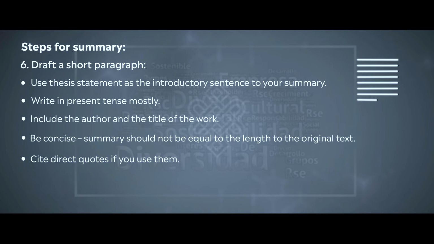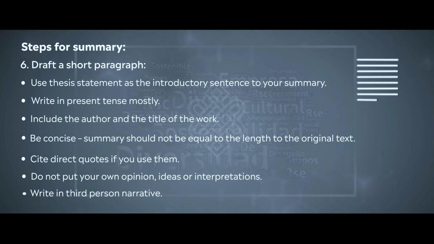Cite the direct quotes if you use them. In case there are some quotes you come across in the text, cite them directly. Do not put your personal opinion in the summary, or your ideas or your interpretations. Okay? Your interpretation has to be based on what the author has presented in the work. Then, finally, please remember, we always write a summary in third-person narrative. So use the third-person narrative whenever you're writing a summary.